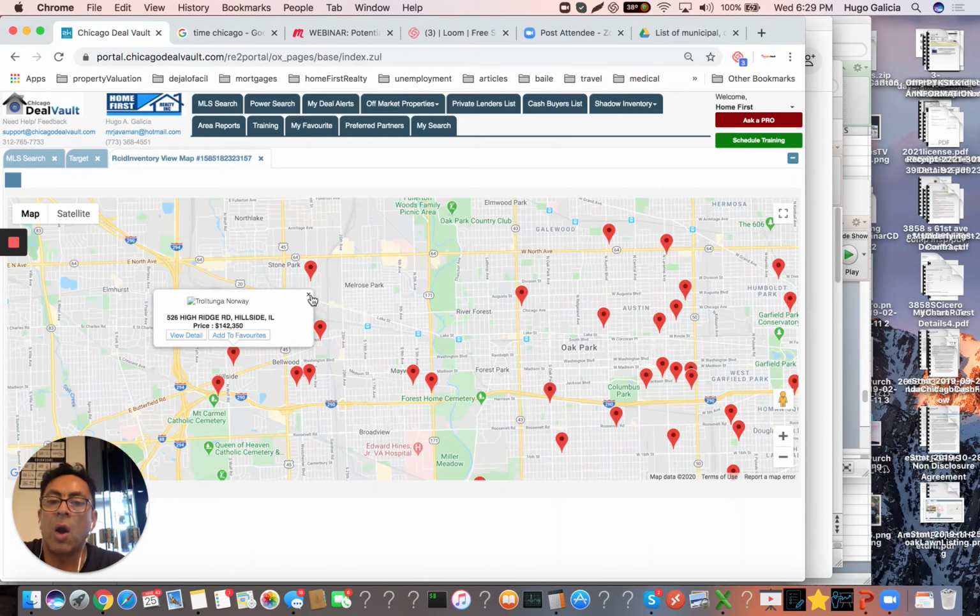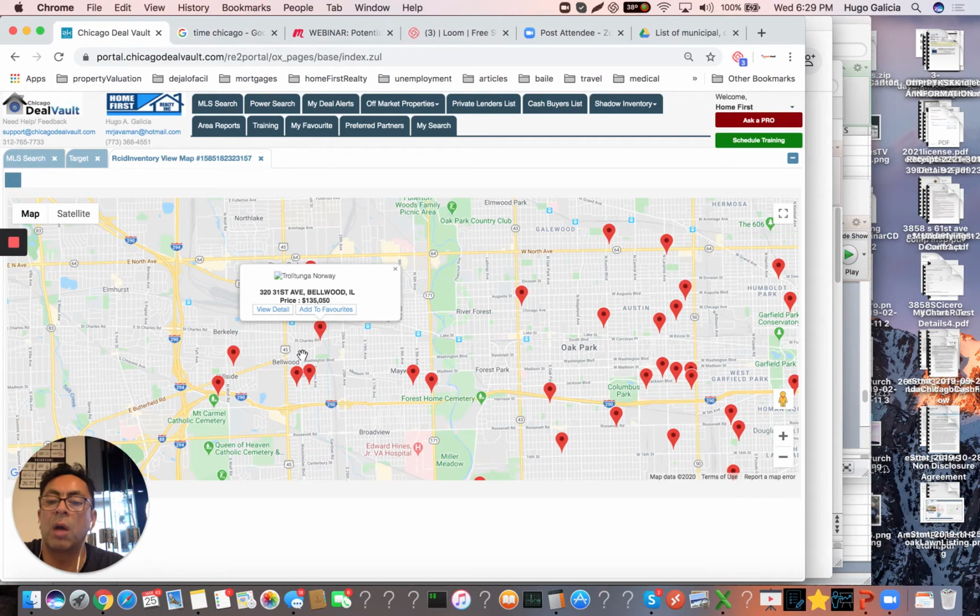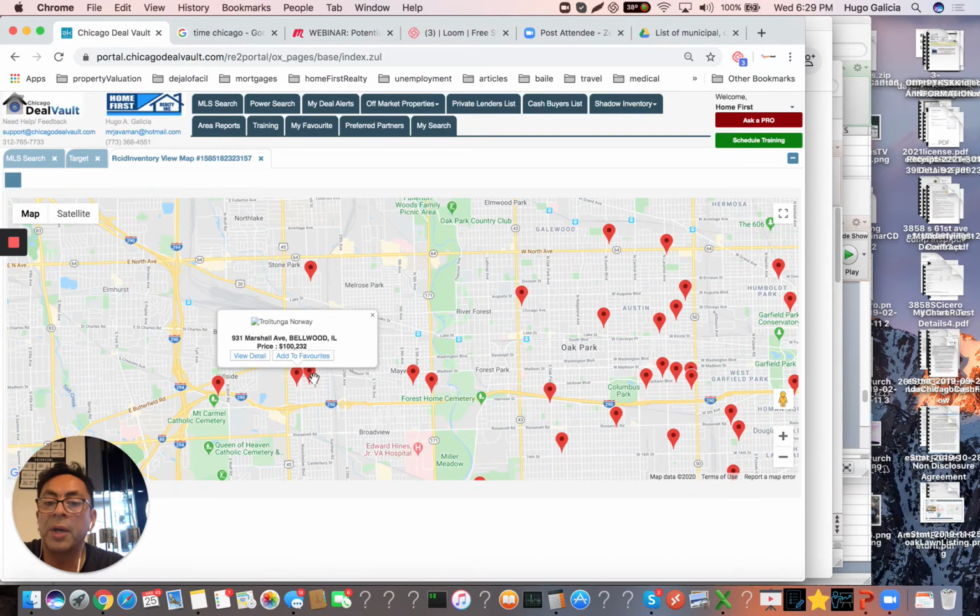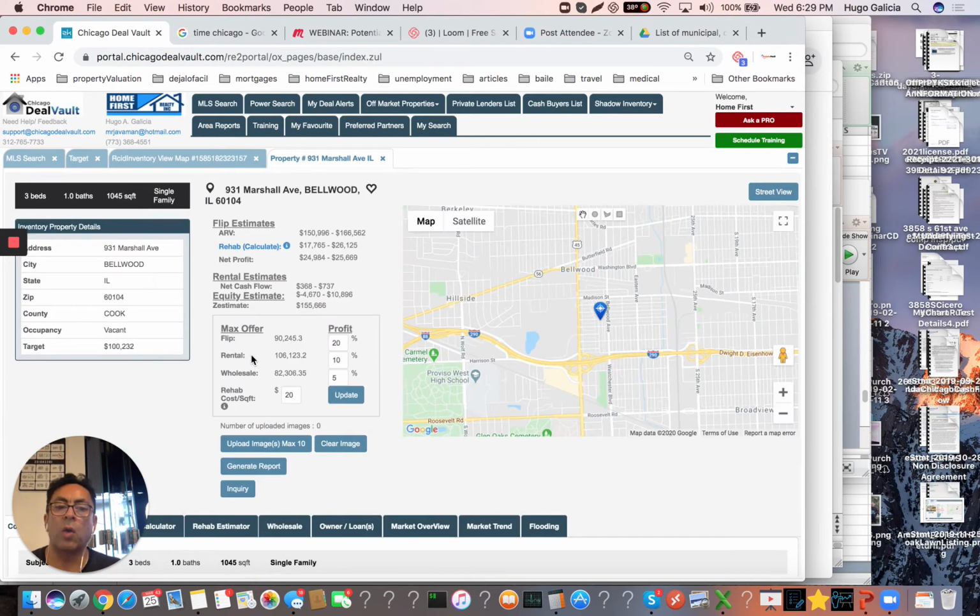Now, let's look at other rental markets that are strong, like Bellwood, right? Bellwood is a very strong rental market. So we have one for 135. Another one is for 100. Let's take a look at this one, 100. So having shown you how I can quickly analyze the deal, this is how I do it. So the bank is asking for 100. This is a 3-bedroom, 1-bath, 1,000 square feet. The most you should pay is 90 for a flip, 106 for a rental, 82 for a wholesale.